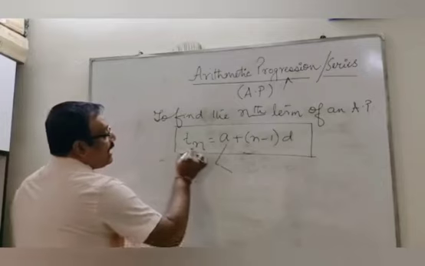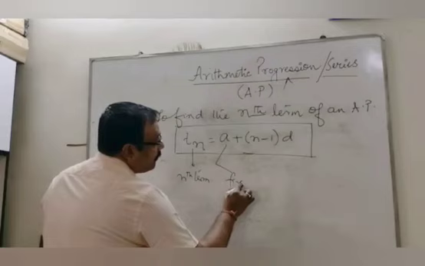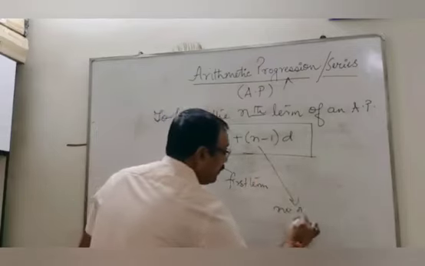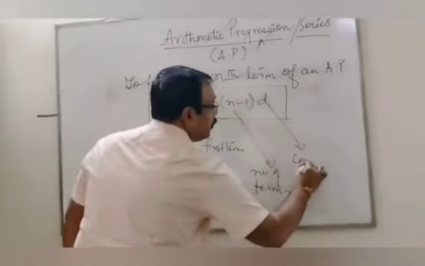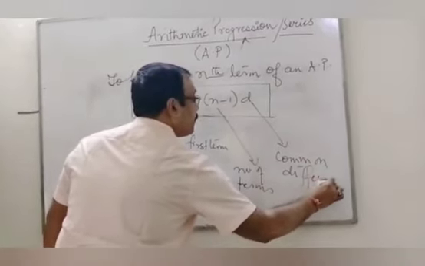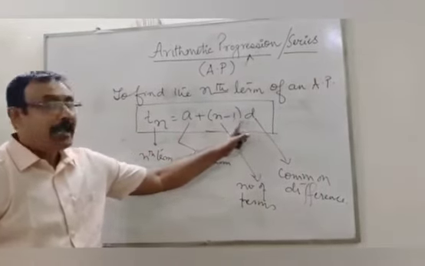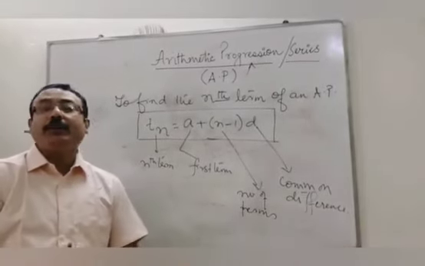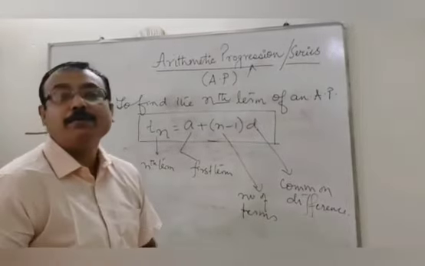where Tn is the nth term, A is the first term, n is the number of terms, and D is the common difference. So if I know A, n, D, I'll be able to find out the nth term of any particular series. There are varieties of questions which we'll be discussing based on this particular formula to find out the nth term of an AP.